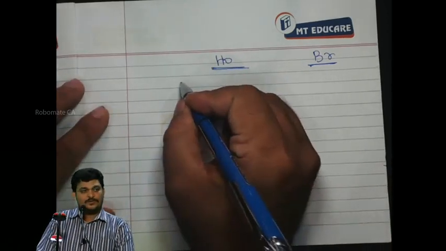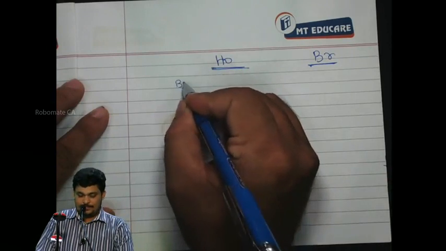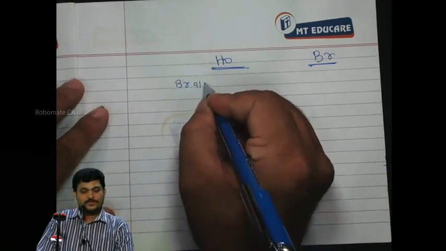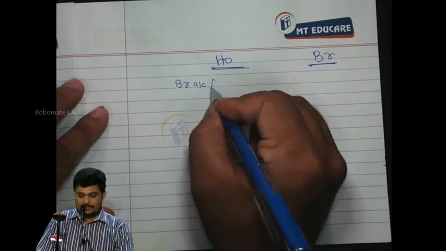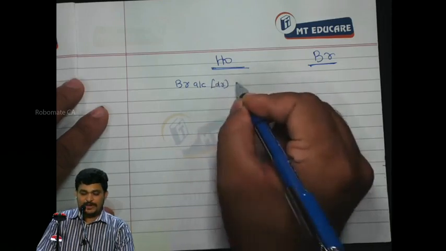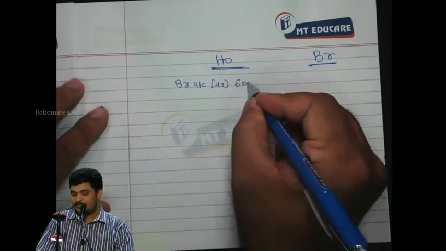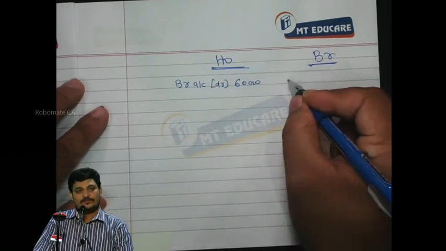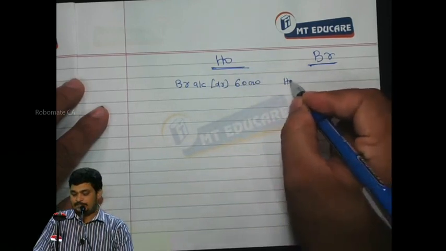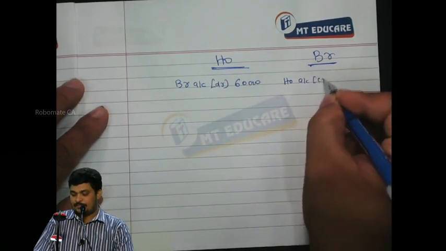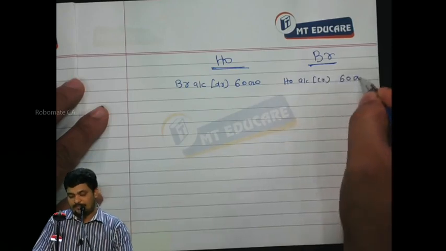In the books of head office, what account? Branch account. It will show generally what balance? Say it is showing some balance, say 60,000. Branch books, 60,000.